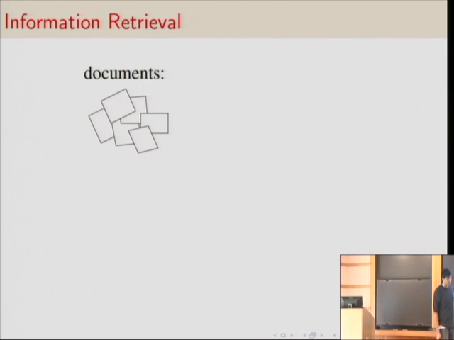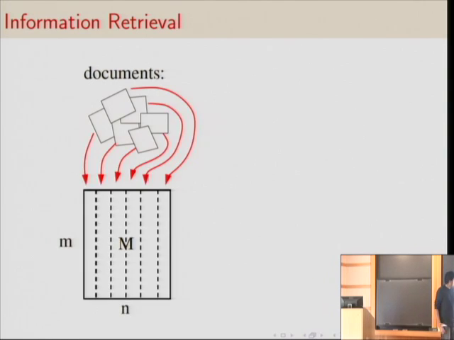In particular, this is used in information retrieval. Suppose we have some large collection of disorganized documents, and we want to cluster them according to what topics they're about. So the standard approach in machine learning is to form what's called a term-by-document matrix.